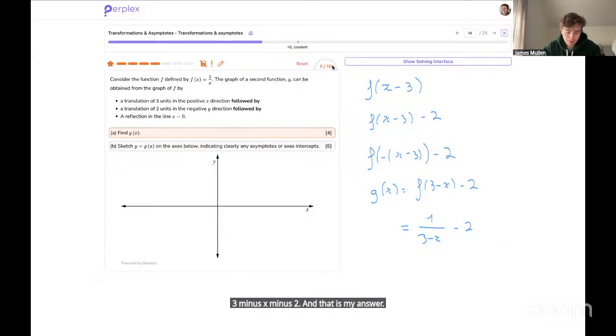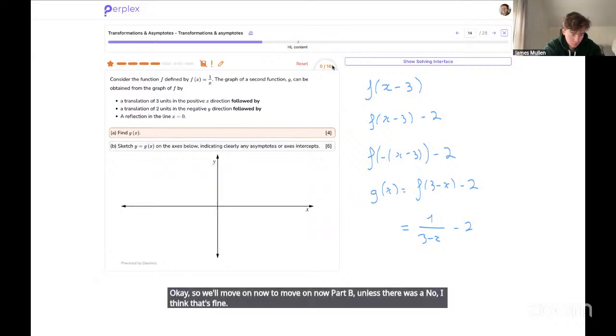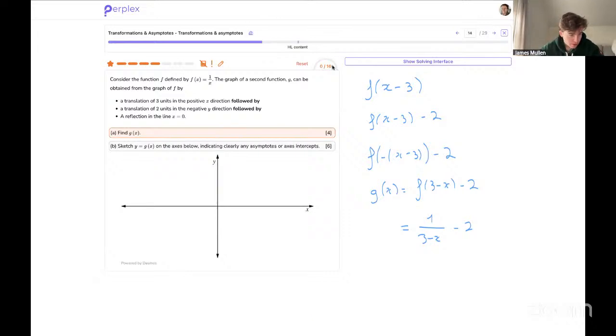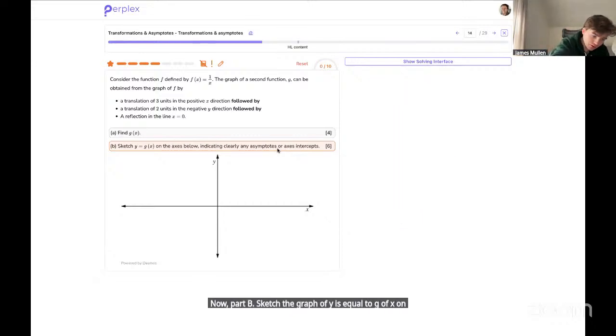Okay, so we'll move on now to part B, unless there was a... No, I think that's fine. Perfect. Okay. Now part B. Sketch the graph of y is equal to g of x on the axes below, clearly indicating any asymptotes.